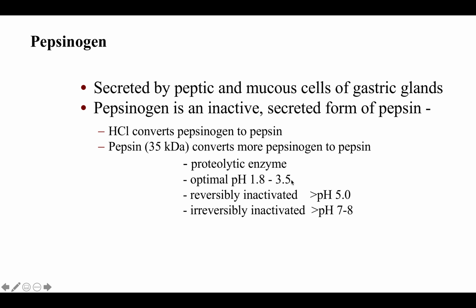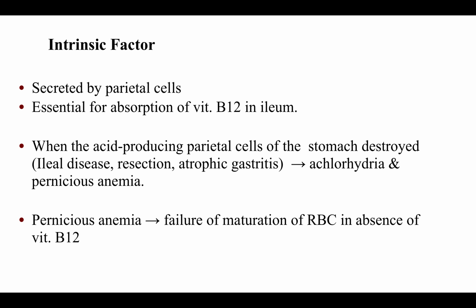Every enzyme has its optimal pH, so any pH above or below this level will result in improper action of this enzyme. This enzyme is reversibly inactivated at pH higher than 5 and irreversibly inactivated at pH values higher than 7 to 8. Now the intrinsic factor, which is secreted by parietal cells, is important for the absorption of vitamin B12 in the ileum.